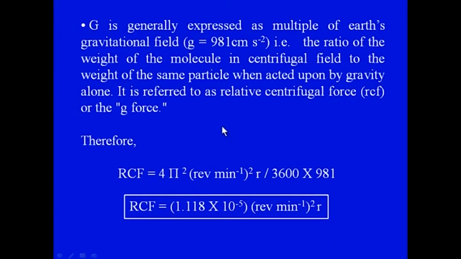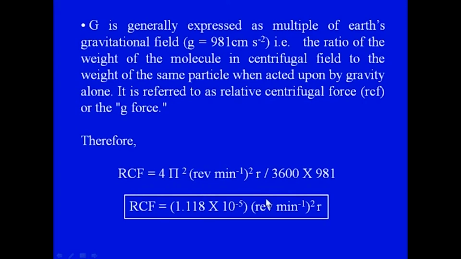Now G, or the centrifugal field, is generally expressed as multiples of Earth's gravitational field. Earth's gravitational field is present all the time, which is 981 centimeter per second square. It is the ratio of the weight of the molecule in the centrifugal field to the weight of the same particle when acted upon by gravity alone. It is referred to as the relative centrifugal force, or the G force.